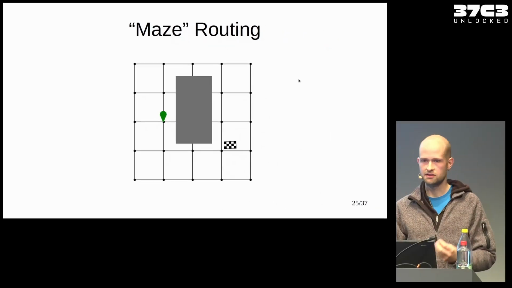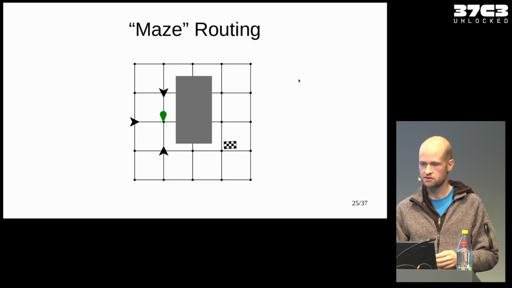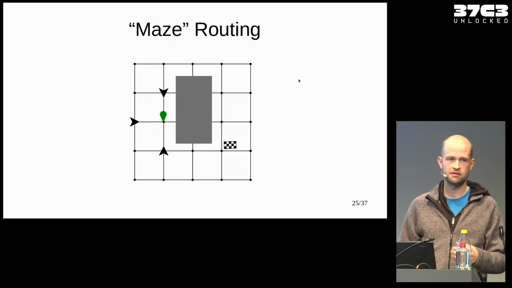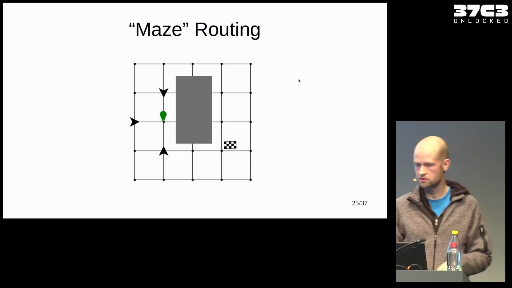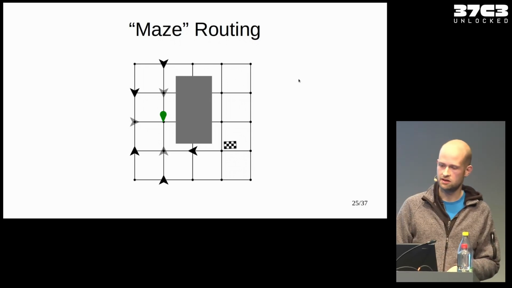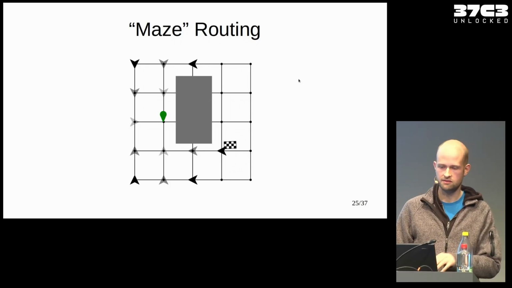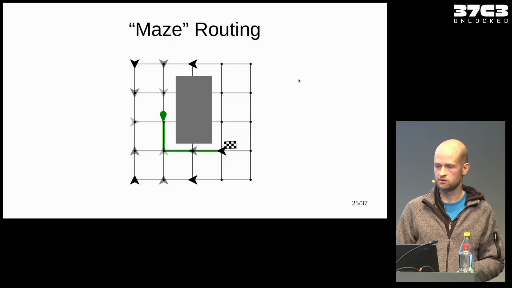And the idea is that we propagate a wavefront from the source, and with each step we remember where we will need to go back to the source. And as soon as we reach the destination, we can trace back and find the shortest path to the source.